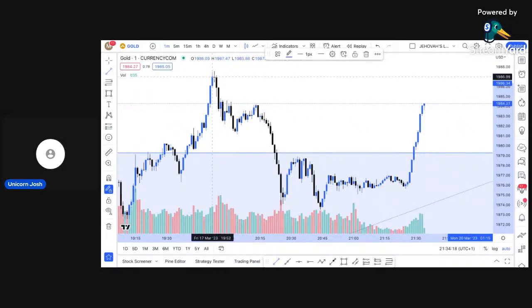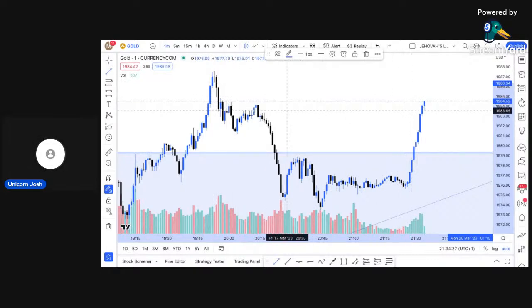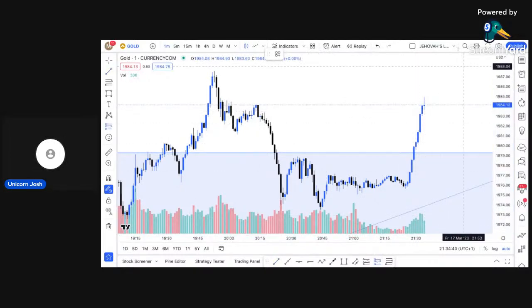Something like this, a doji, which is an indecision candle, or it could also be a sell signal candle, like a bearish engulfing candle. This is the kind of candle I would like to see for me to comfortably enter this trade as a sell trade all the way down.